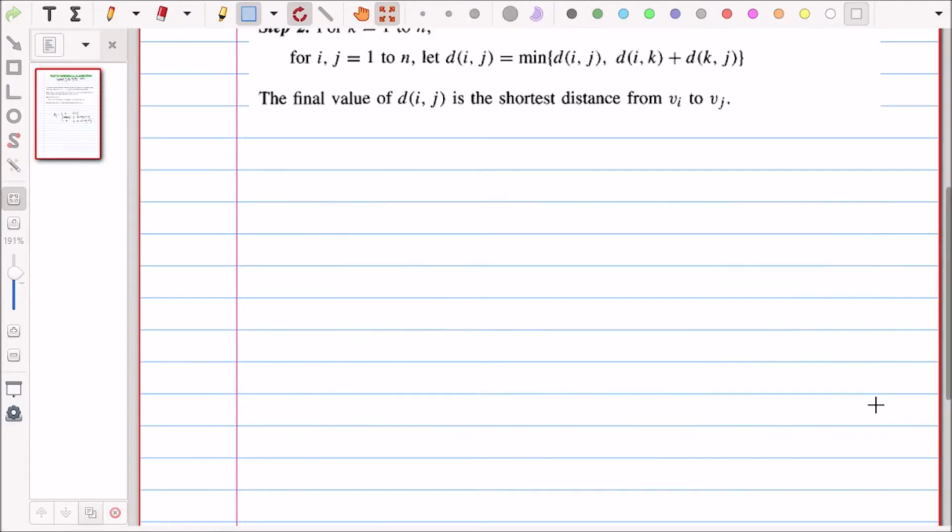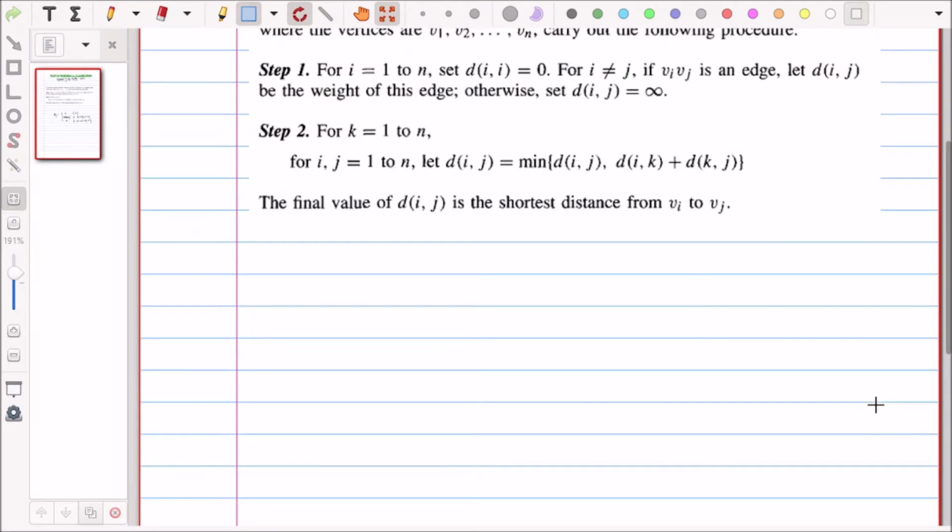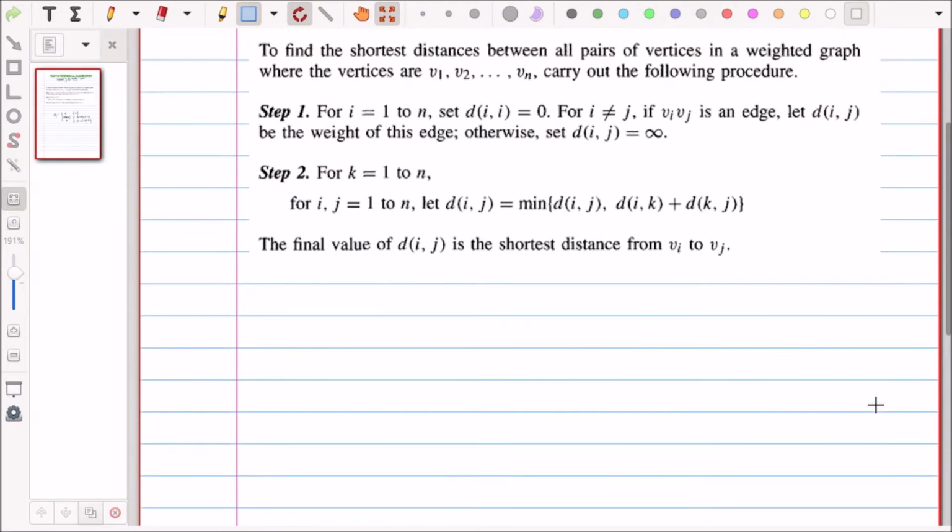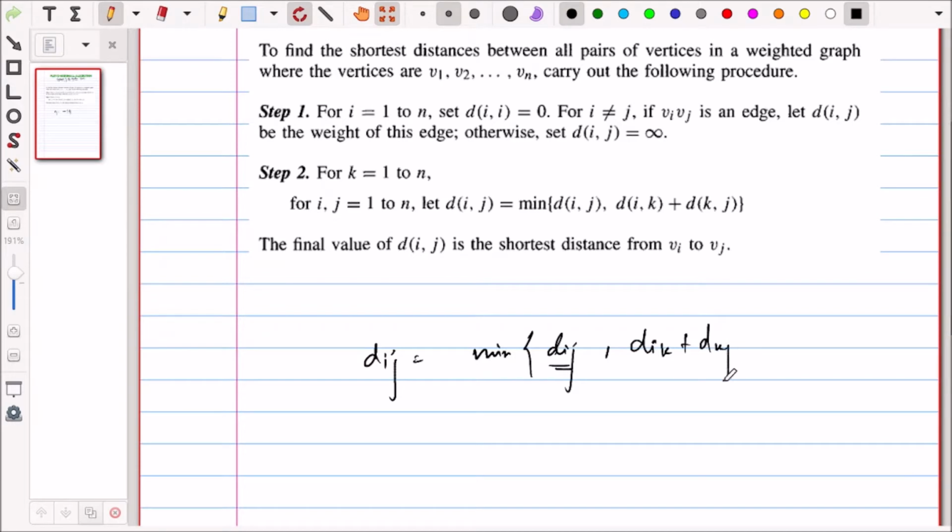So this is the first step. In the first step we form a matrix, and then we create another matrix for each value of k. So we perform n iterations. At the first step, when we take k equal to 1, we generate a new matrix, which is obtained by this formula. Now our dij will become the minimum of the previous value of dij and dik plus dkj.